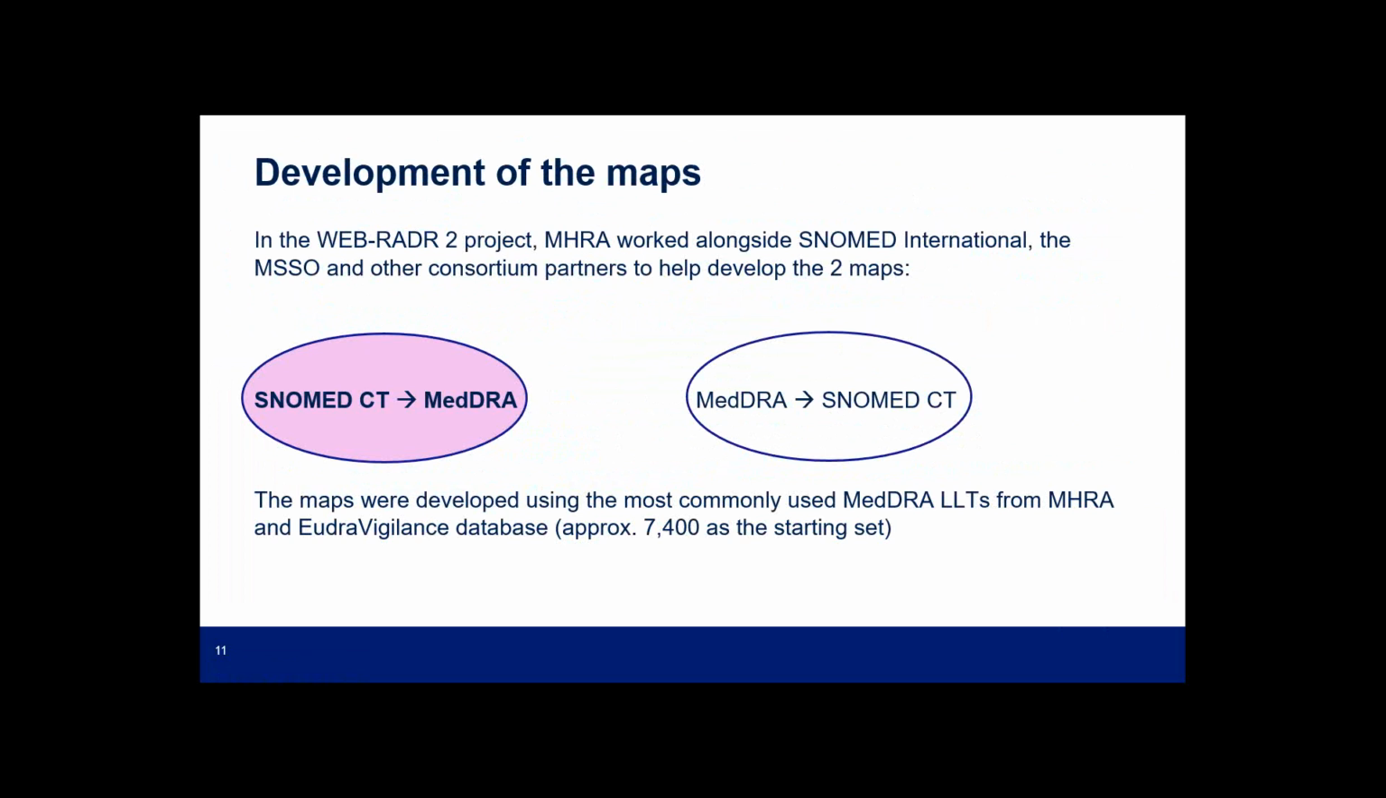So we at the MHRA were very keen to work with Snomed International and with the MSSO to help develop these maps that would allow the two terminologies to interact and to make our case processing more efficient. So as you heard from Judy's presentation, there are two maps which have been created, and these were developed using a subset of the most commonly used Medra terms. There's one map that translates Snomed to Medra and one that translates Medra to Snomed. And as we use Medra in the MHRA, we utilise the Snomed to Medra map. Next slide, please.